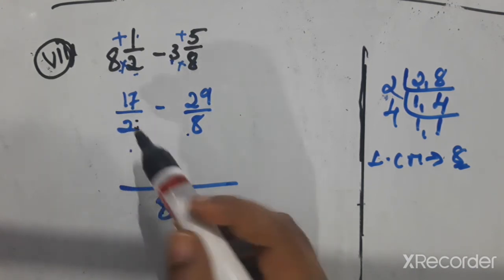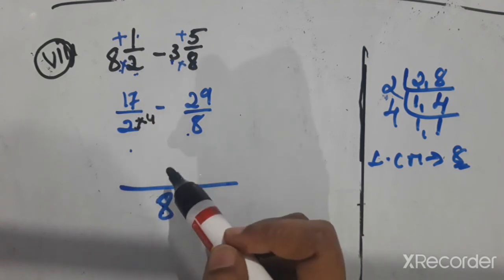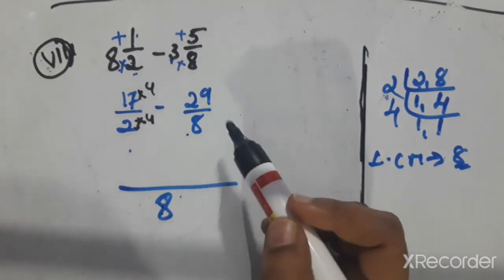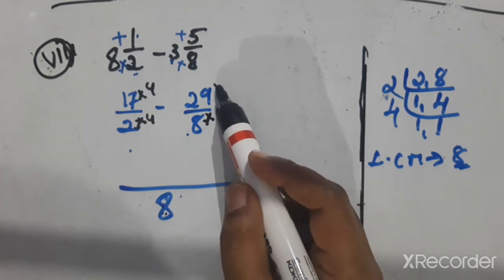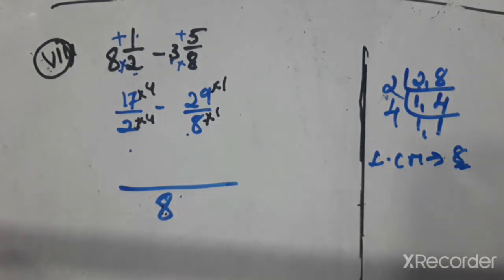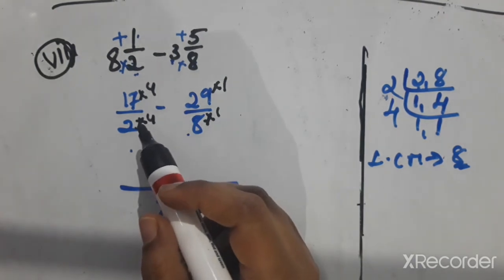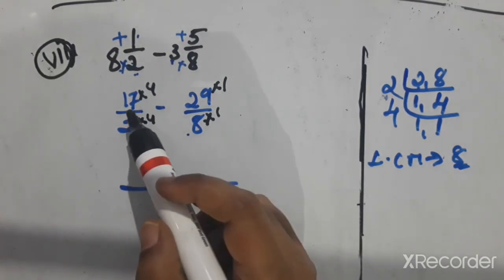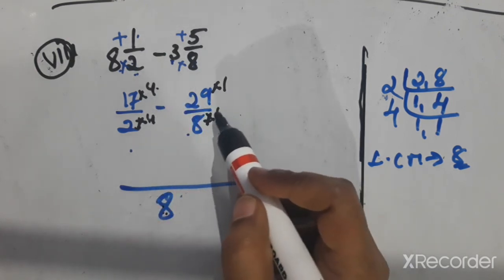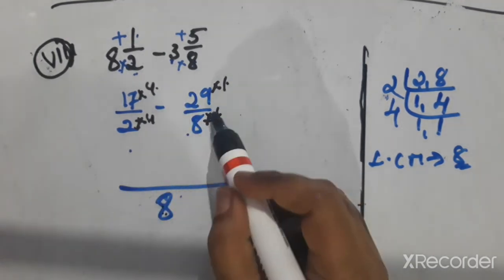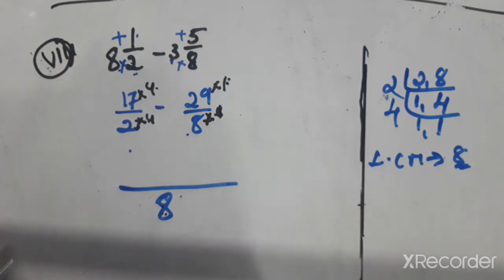2 how much are 8? 2 fours are 8. Same number we have to multiply up. 8 how much are 8? 8 ones are 8. Same number we have to multiply up. Now 2 fours are 8, same number we have to multiply up. 8 ones are 8, same number 1 we have to multiply up.